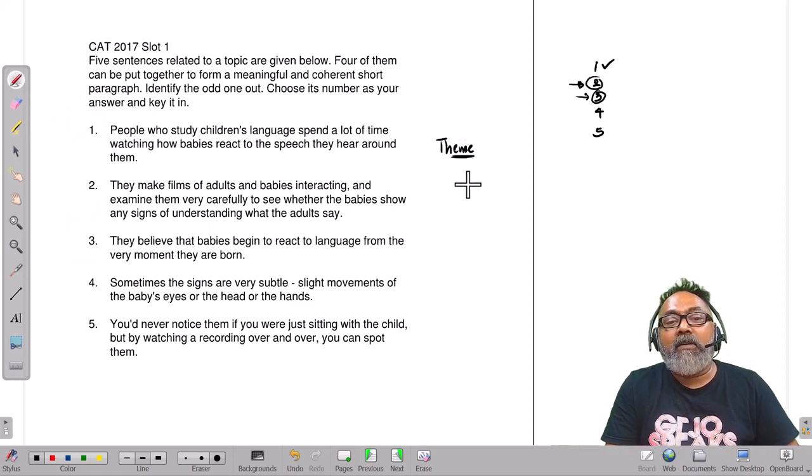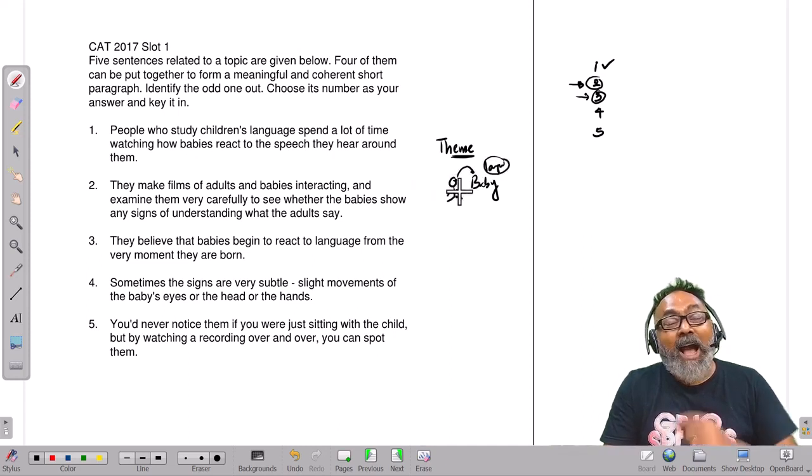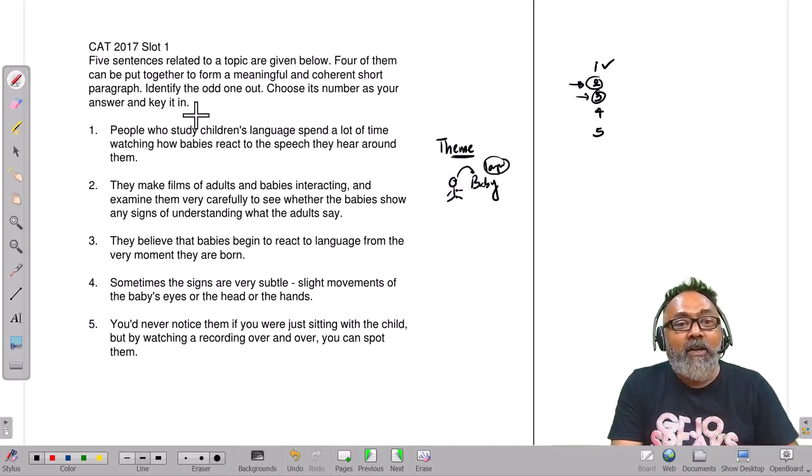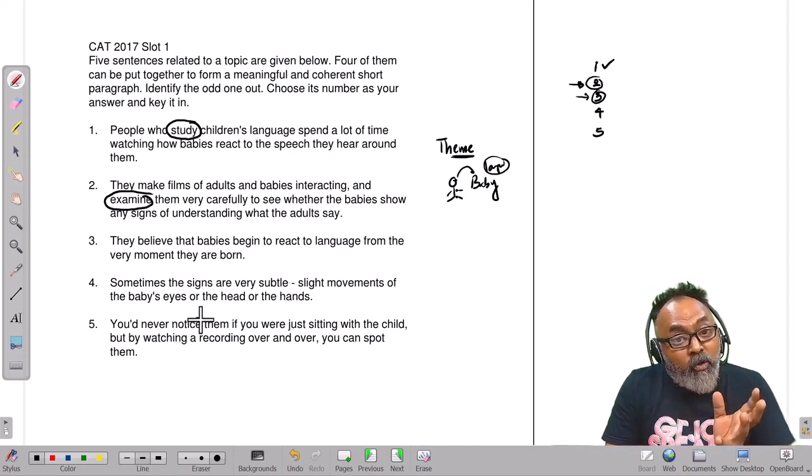We understand there is a baby involved, but there is also a second subject here: the people who study children's language. They are involved. And what is the specific thing that is going on? They study children's language, which means they are examining them. So you never notice them.